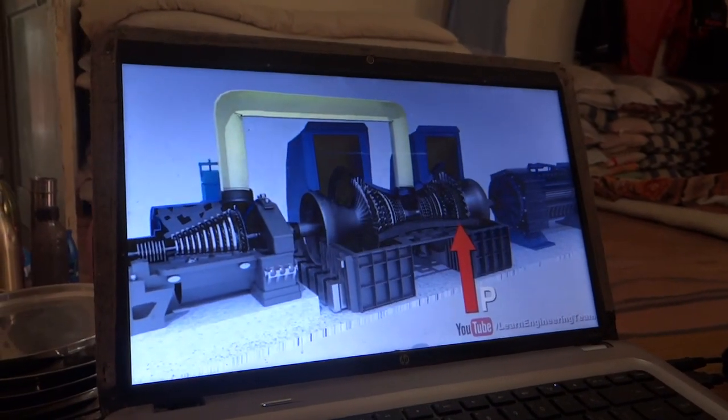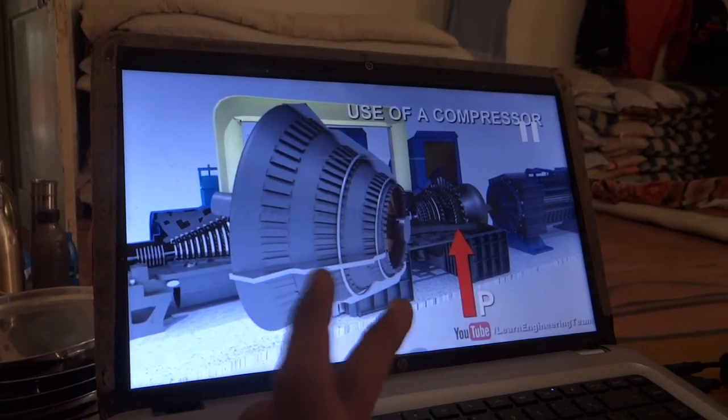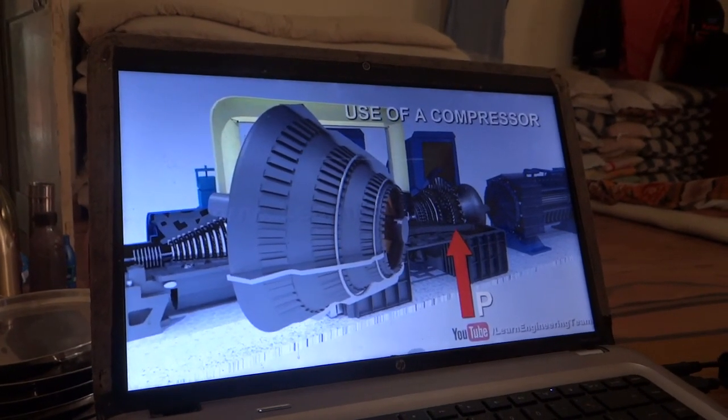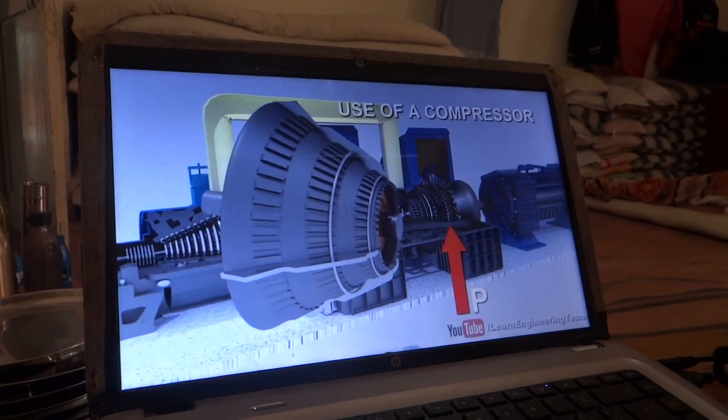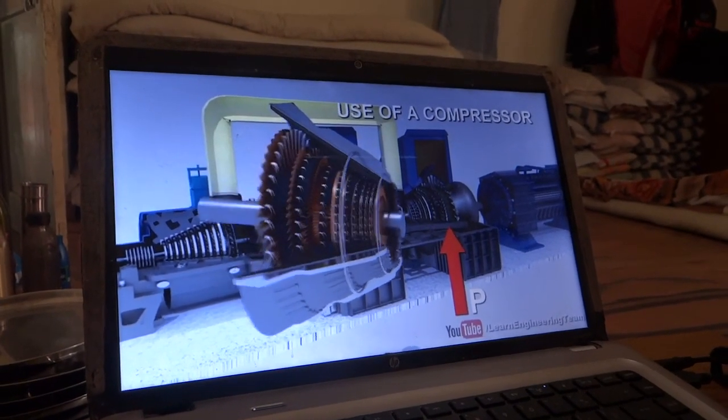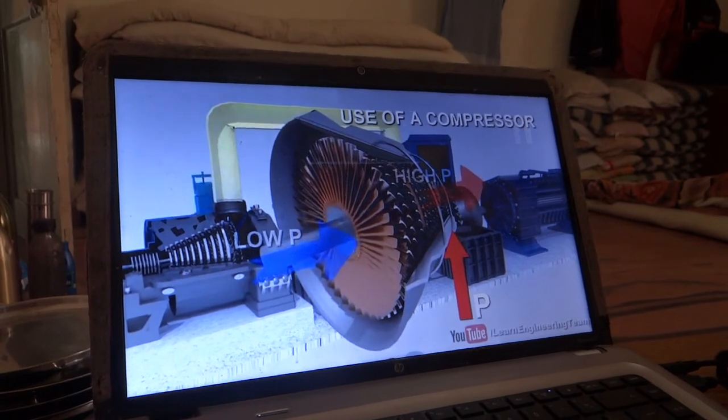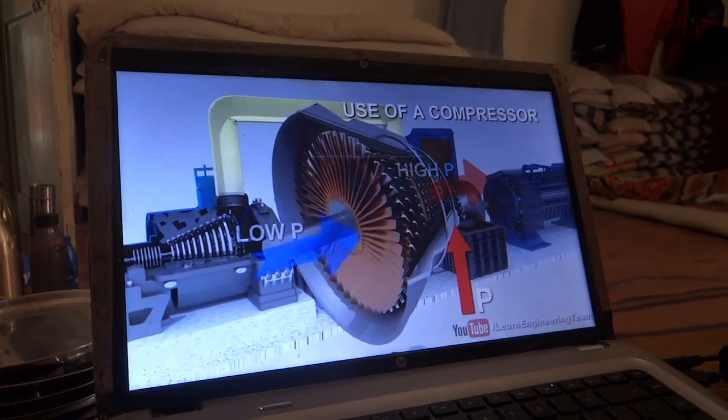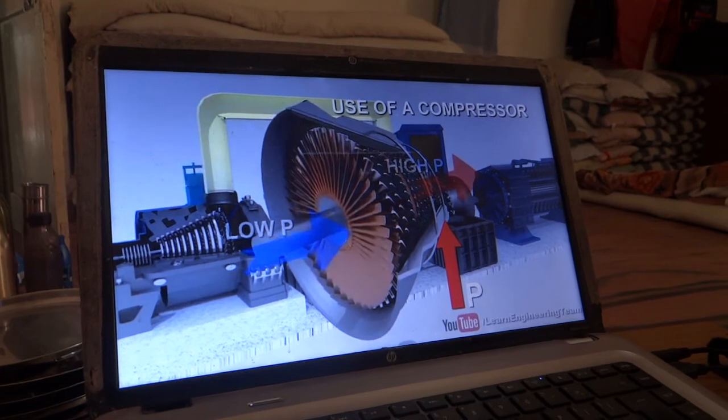You can use a compressor for this purpose. You can use a compressor to increase the pressure of the steam. But compressing steam is a highly energy intensive process. It is very difficult to compress steam.